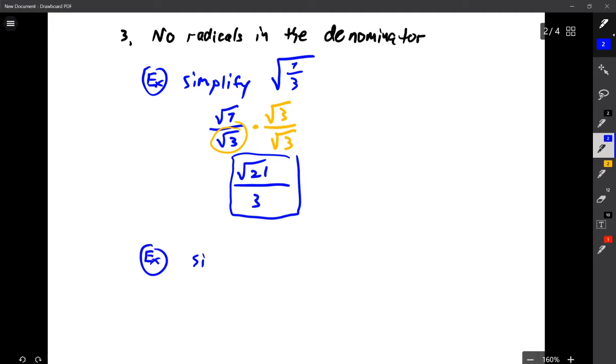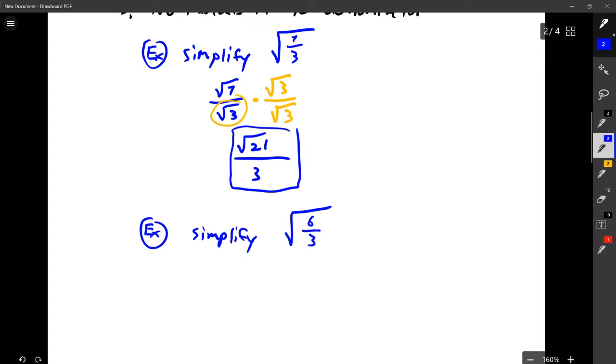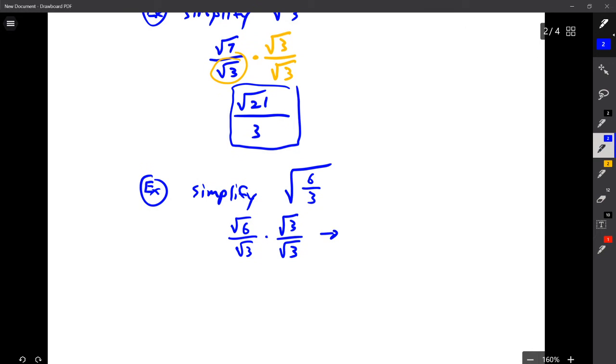Let's say simplify, how about root 6/3? All right, we can do the same thing again. We can say that's the same thing as root 6 over root 3. And we can multiply top and bottom by that root 3. So root 3 over root 3. So what does that give me? That gives me root 12 over 3.